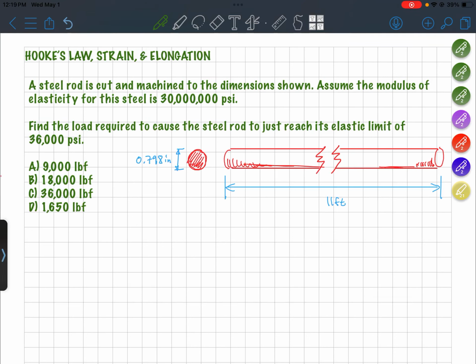Today's topic: Hooke's Law, strain, and elongation. Let's go. All right, we're going all digital today. We're going to go straight into a problem. I'm going to solve it, and we're going to come back through and talk about what makes it a PE level problem.